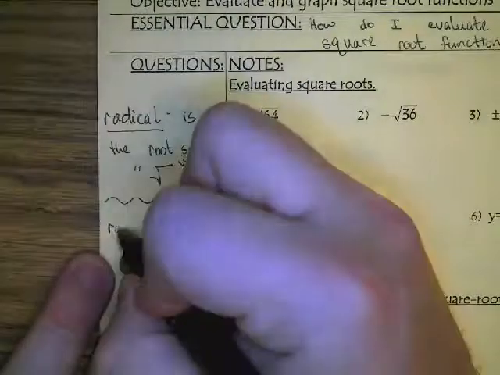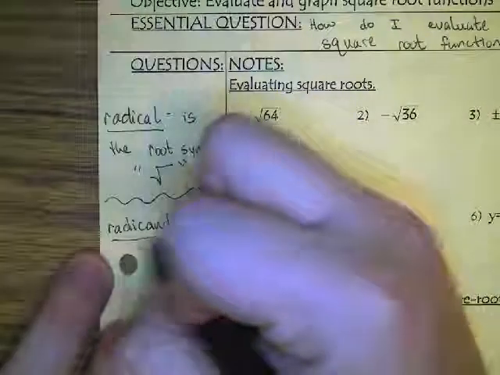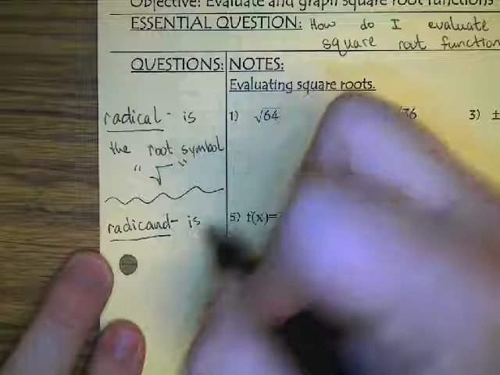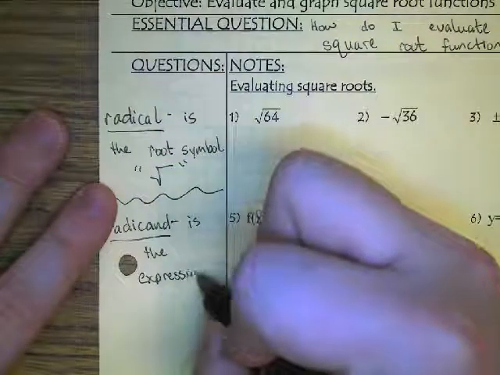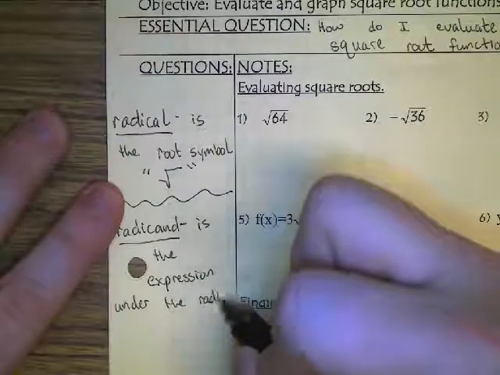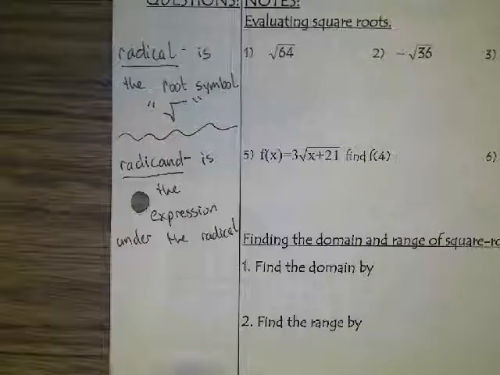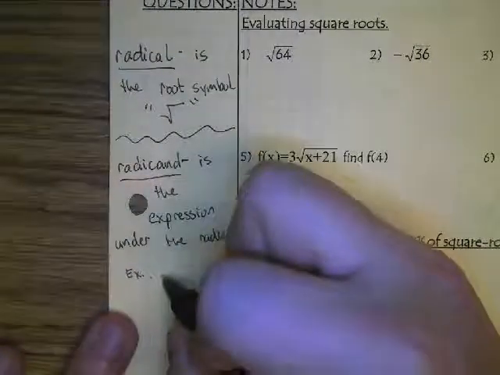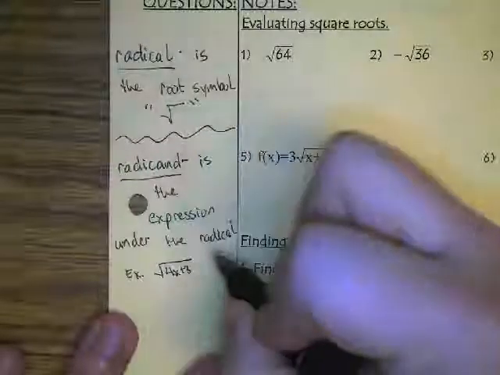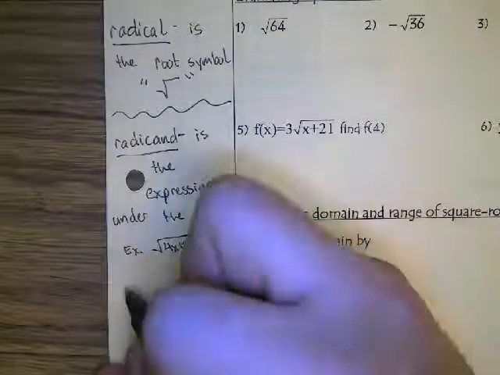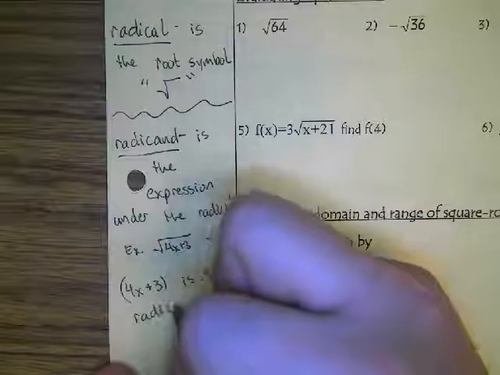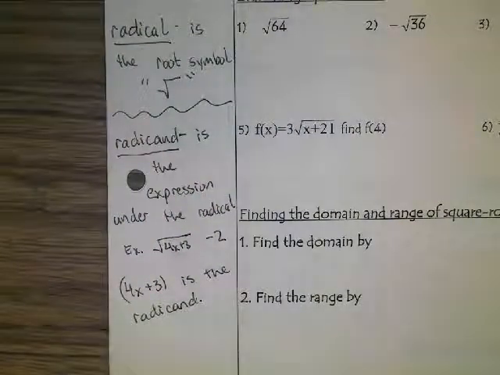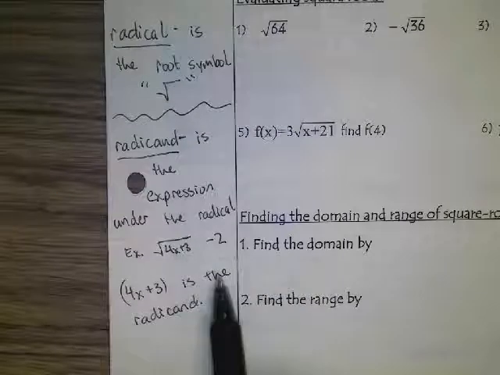And then we'll need radicand, which is the expression under the radical. For example, if I have the square root of 4x plus 3, minus 2, 4x plus 3 is the radicand. It's the expression that's underneath the radical.